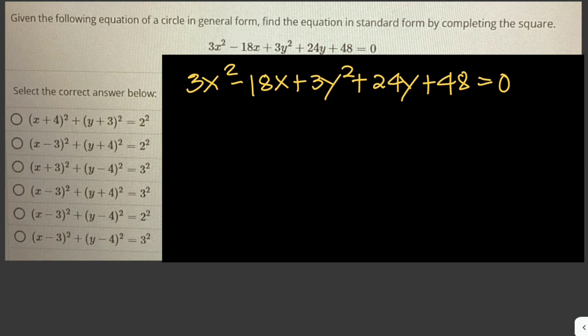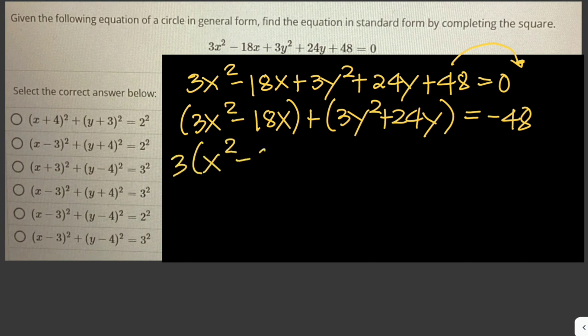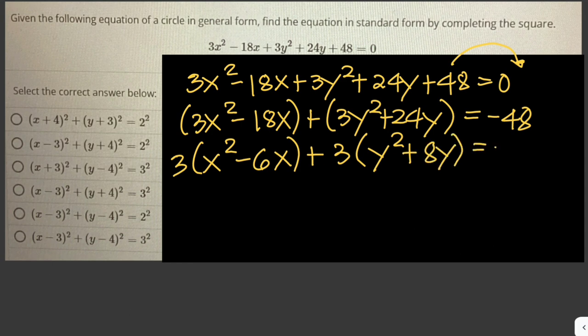So the same process, we transpose positive 48 to the right, that would become negative, and then we group the terms. So we group 3x squared minus 18x plus 3y squared plus 24y equals negative 48. And then we can factor out 3 here. So this is 3 times x squared minus 6x plus 3 times y squared plus 8y equals negative 48. And now we can complete the square.